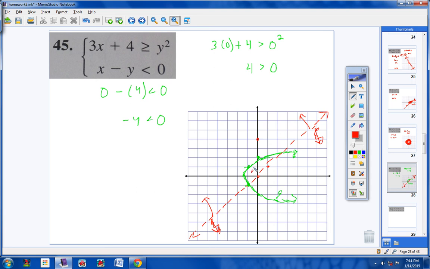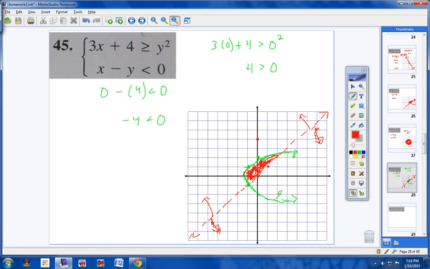Okay, sorry about that. And so, yes, the red line says to shade up, but the green graph shows you how high up you can go. When you're shading above the red line, because the green parabola says shade on the inside, and the red line says to shade up. So that's the area right there.